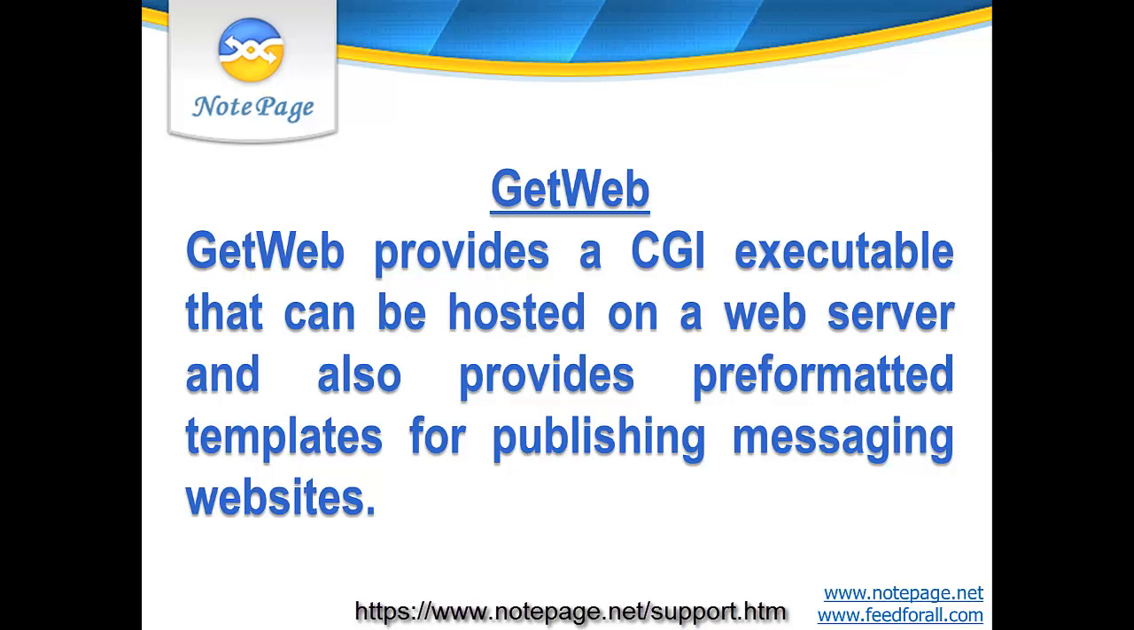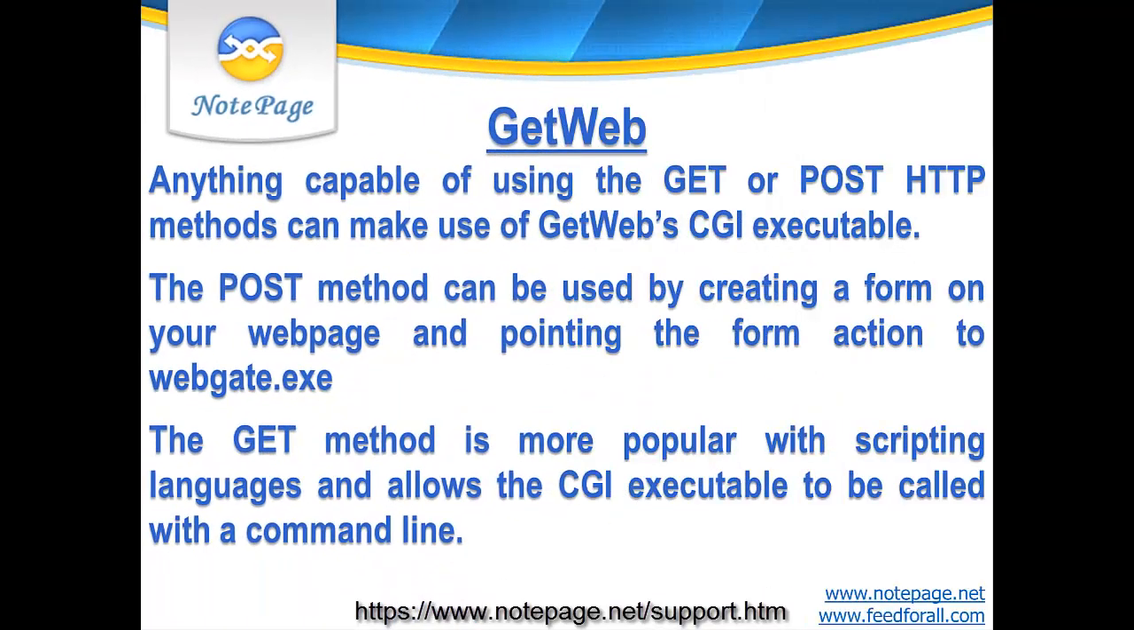This means that you can host messaging websites on your local intranet, or if GetWeb is interfaced with an outward-facing web server, on the internet. It's also important to note that anything capable of using a GET or POST HTTP method can make use of GetWeb's CGI executable. The POST method can be used by creating a form on your web page and pointing it to the webgate.exe program in the form action statement. The GET method is more popular with scripting languages such as JavaScript and Java. It allows the GetWeb CGI to be called with a command similar to one that could be entered into a browser's URL field.